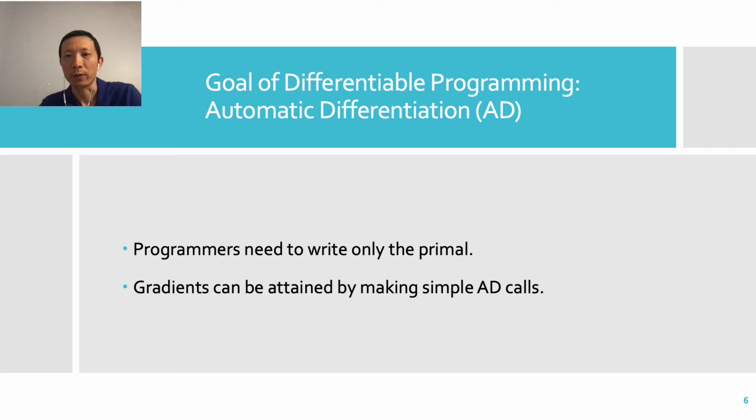Differentiable programming comes to rescue. Its goal is to enable automatic differentiation. With a differentiable programming language, programmers need to write only the primal code. The gradients will be computed automatically through simple AD calls.